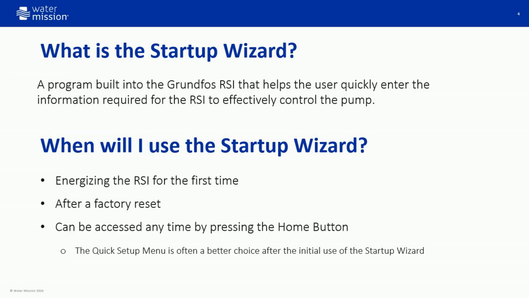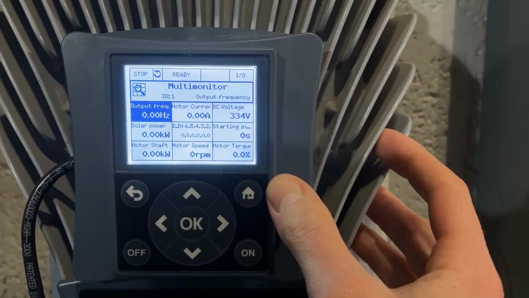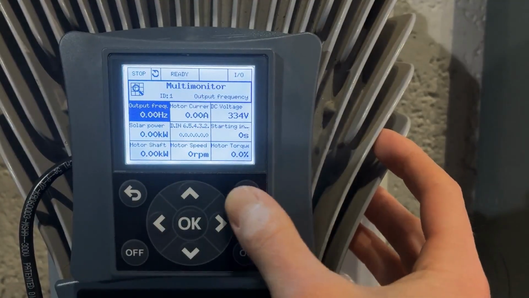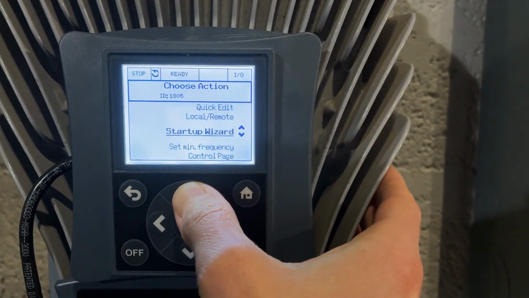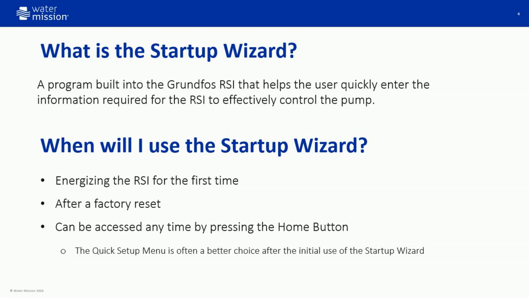First, what is the Startup Wizard? The Startup Wizard is a program that's integrated into the Grundfos RSI software designed to help the user quickly program the necessary information to enable the RSI to effectively control the pump to which it's wired. It is typically only used when energizing the RSI for the first time after installation or after performing a factory reset. While it can be accessed at any time by pressing the Home button, it is often faster and easier to edit parameters from the Quick Setup menu rather than going back through the whole Startup Wizard program.